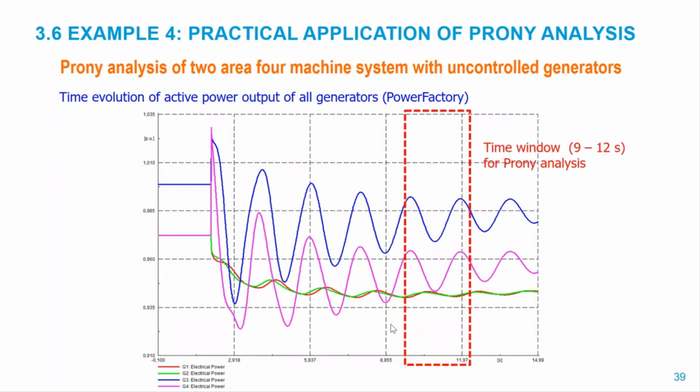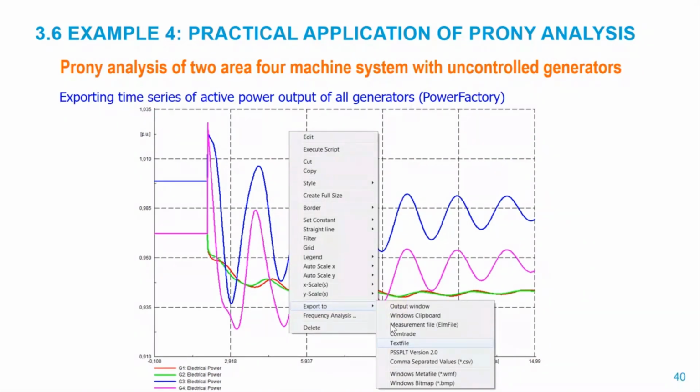We can select the time window between 9 to 12 seconds, from which, as we saw before, one of the conditions of Prony is to have a ring down or ring up, and it should be a piece of signal in which we have resemblance with the response of a linear system. And this is the case of this time window.